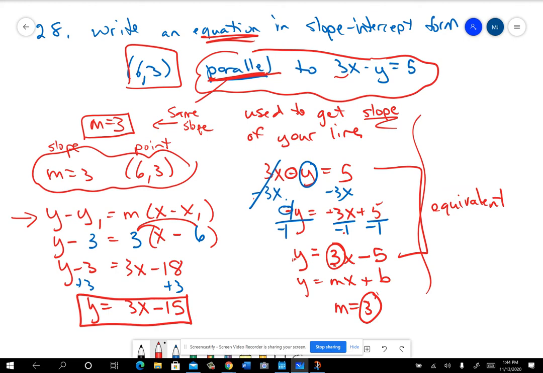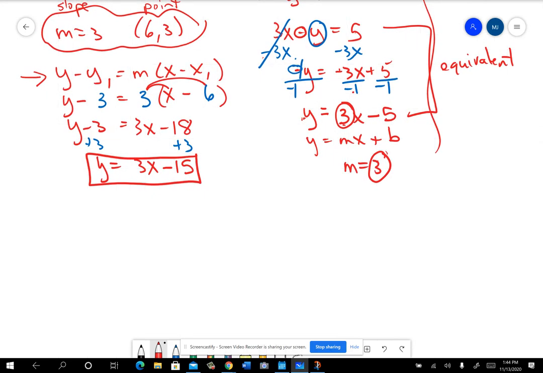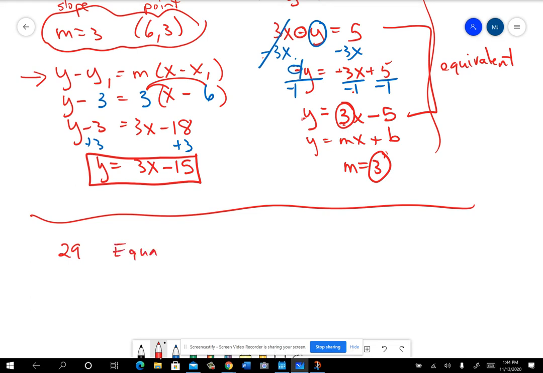Okay. All right. Let's go ahead and look at one that involves the perpendicular. So here's one. This is number 29. We want the equation again. And it says, write an equation of the line that satisfies the given conditions. Unfortunately, it has it both in slope-intercept and standard form, but it turns out to be the same thing on this one.